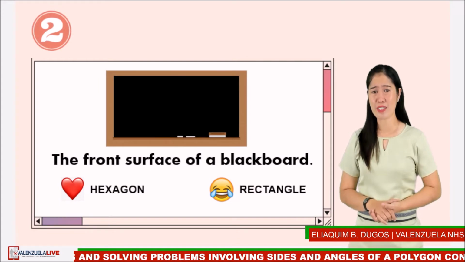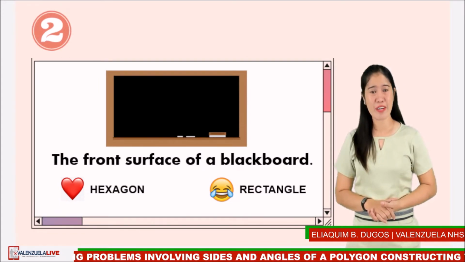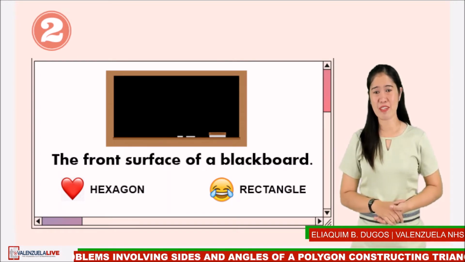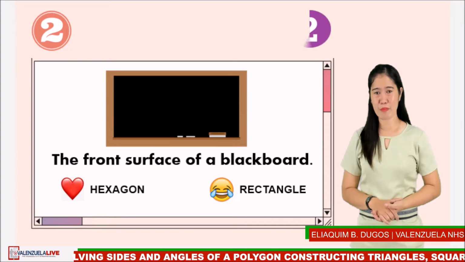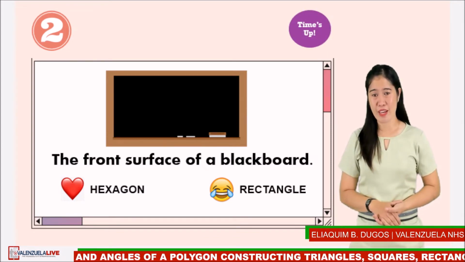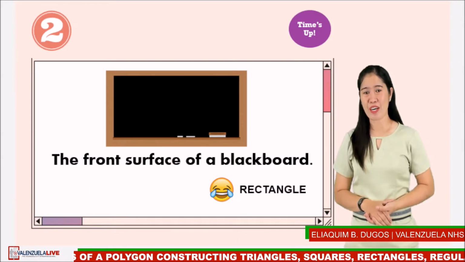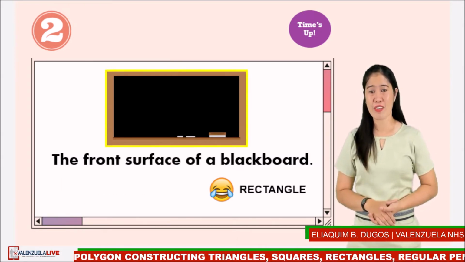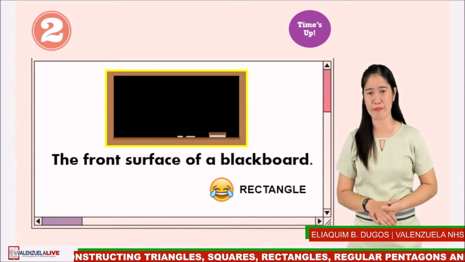Image number 2. So how does the picture look? Is it a hexagon or a rectangle? 5 seconds. The answer is a rectangle. Yes, you got it right, because the front surface of a blackboard is a rectangle in shape.